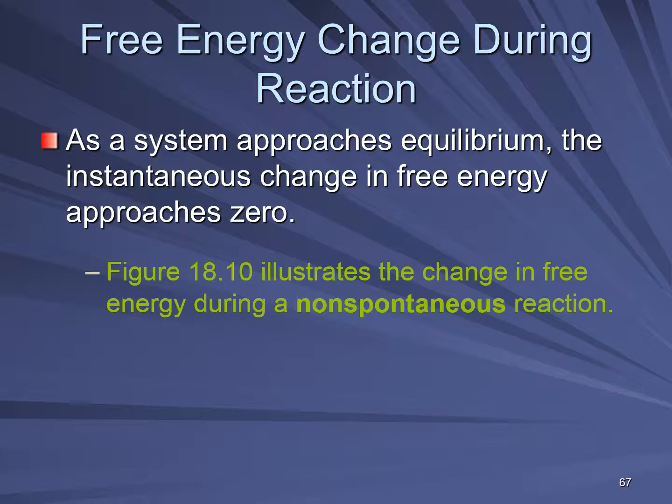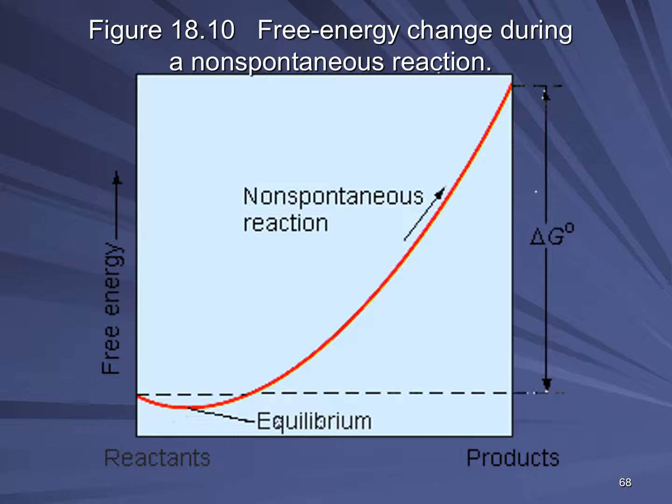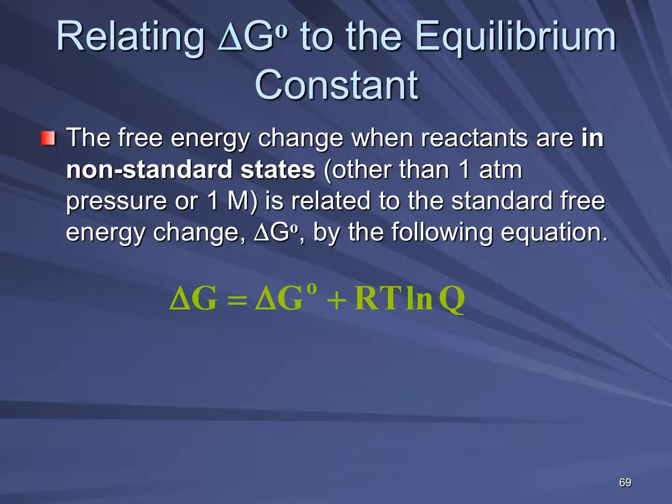What if you have a non-spontaneous reaction? You're going to go in the opposite direction. If you're going from left to right, we have to go down a little bit to get to equilibrium, and then we would have to increase delta G to get up to products. This would be a non-spontaneous reaction, so it wouldn't go without something else making it go. It's non-spontaneous on its own. So we can actually show how delta G is related to equilibrium concentrations.